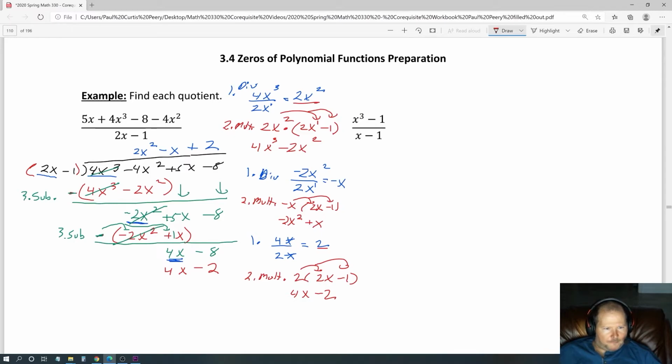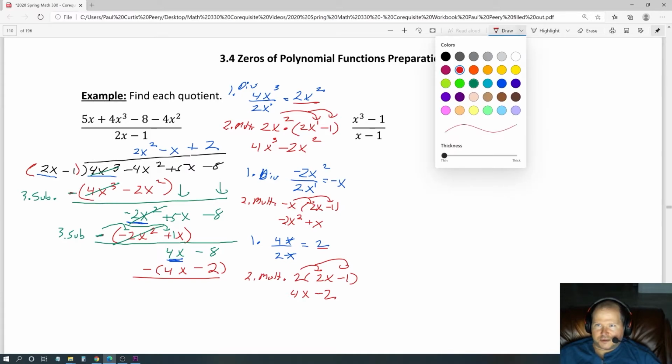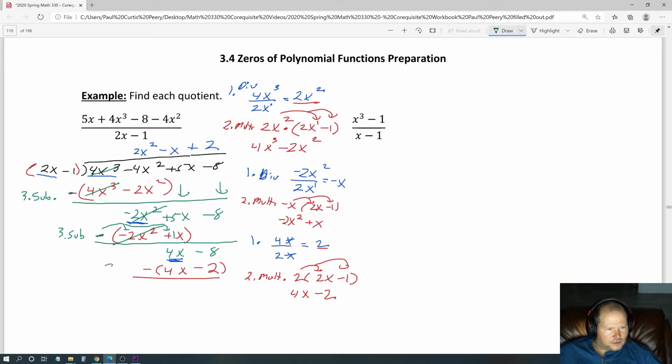Okay, now, at that point, we are going to subtract, right? And so we're doing the third step again, which is subtraction. So we'll do 3, which is subtraction right here. We do the subtraction. So 4x minus 4x, they cancel out. And then we have negative 8 minus negative 2, which is the same as plus. So negative 8 plus 2 is negative 6. Okay, so we do the third step again.